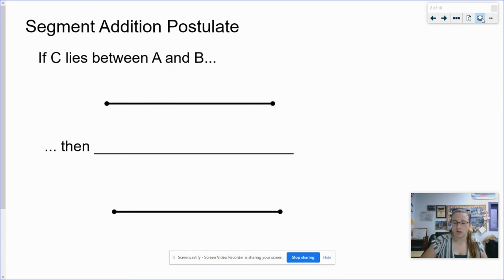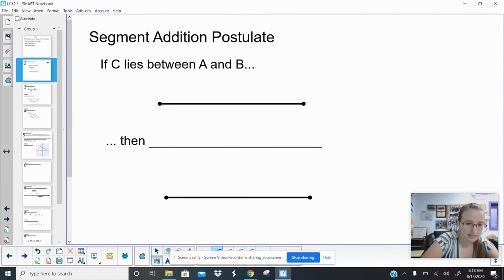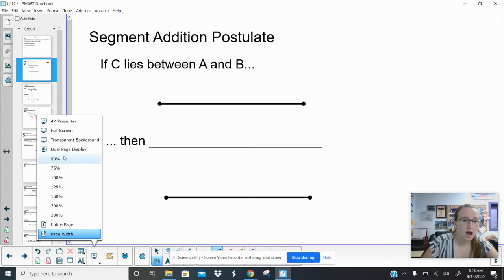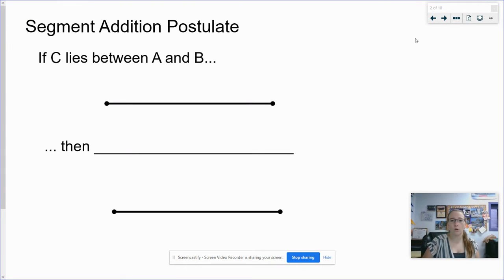Okay, so the first concept we are talking about is the segment addition postulate. A postulate is kind of like a theorem or a statement, if you just want to think about it like that. It's something that's true. And a lot of times postulates are stated this way, where it says, if this is true, then that is true. So that's what we have here.